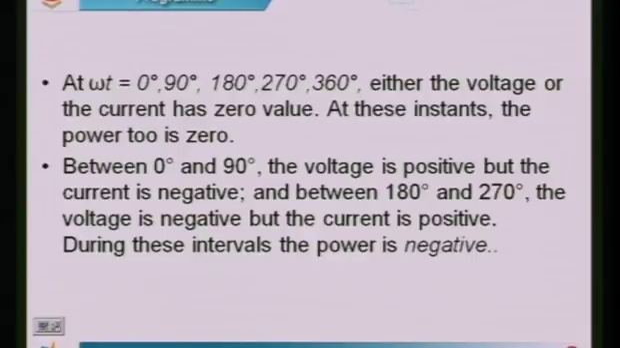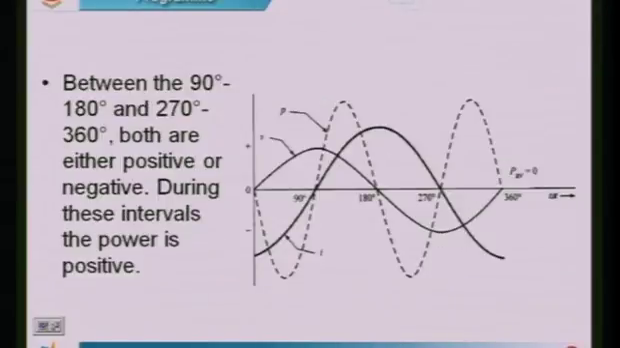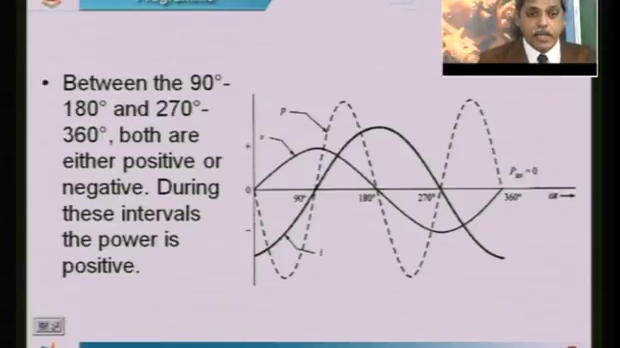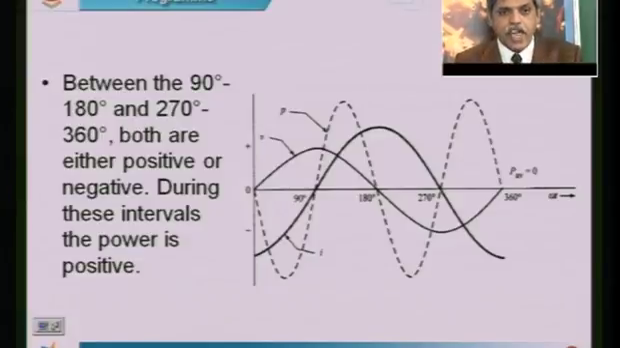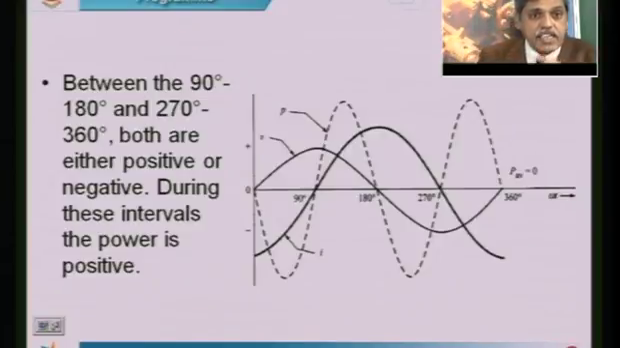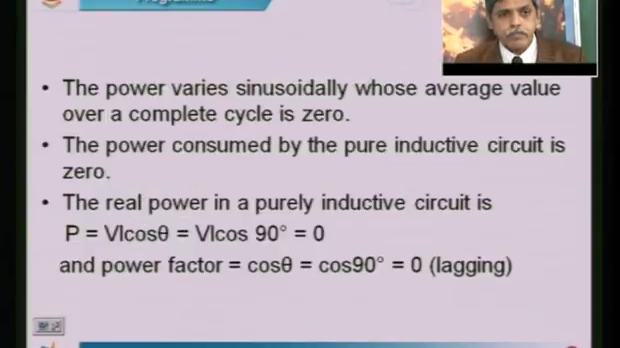Because plus into minus is minus, or minus into plus is minus. Okay. Between 90 and 180 degrees the power will be positive because both voltage and current are negative. Between 270 and 360 both are negative, therefore power is positive. And between 180 and 270 again the power is negative.